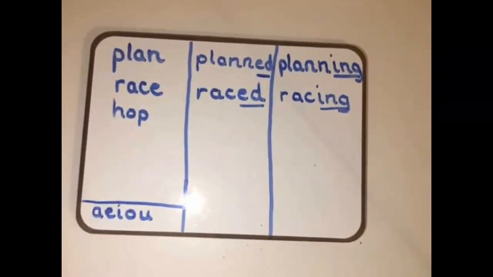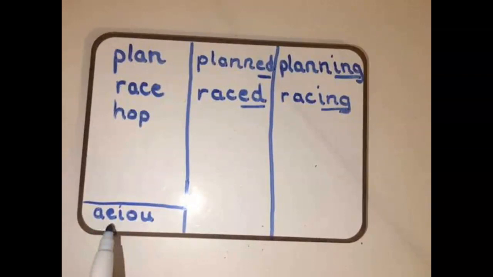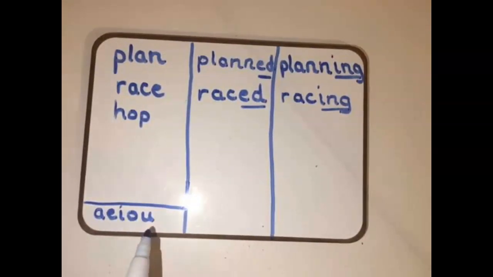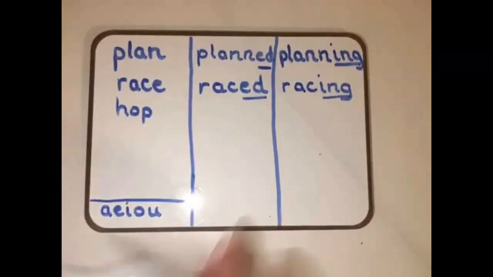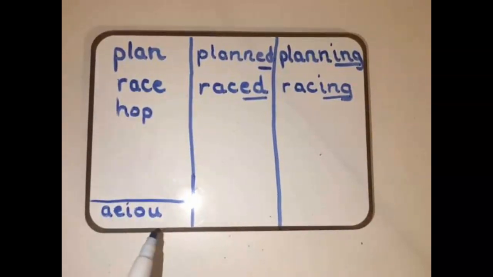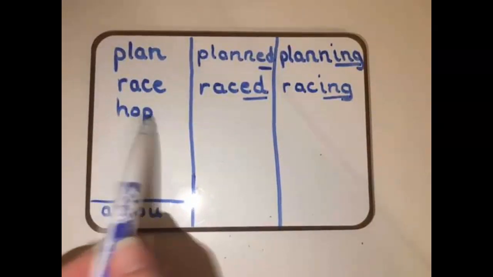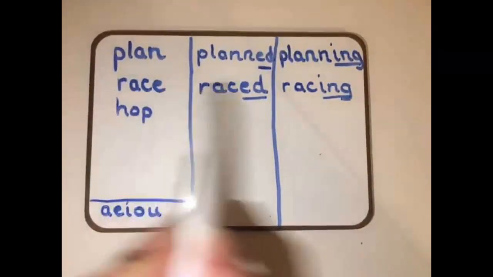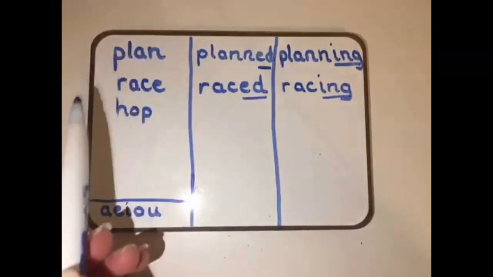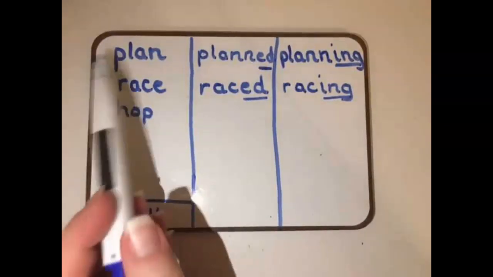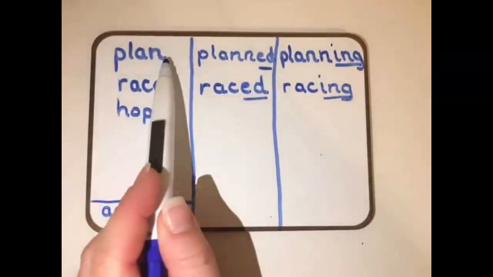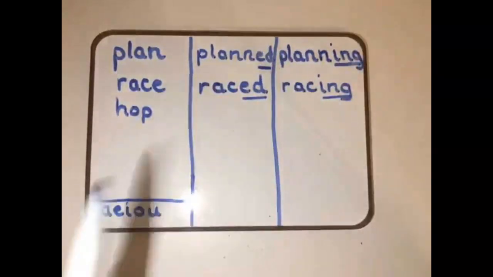Sorry. Okay, so A, E, I, O, and U are all of your vowels. So does hop end with a vowel? No. So are we going to treat hop like we treated race when we add ED and ING? Or are we going to treat hop like we treated plan when we add ED and ING?